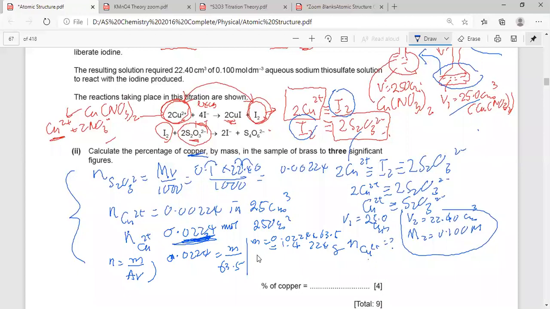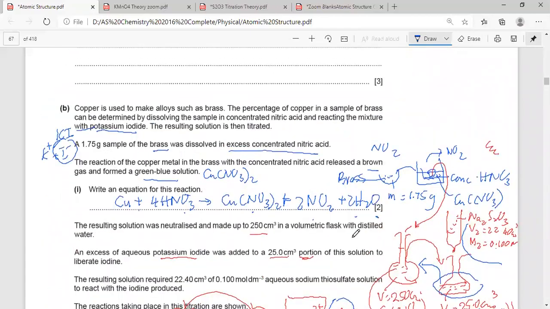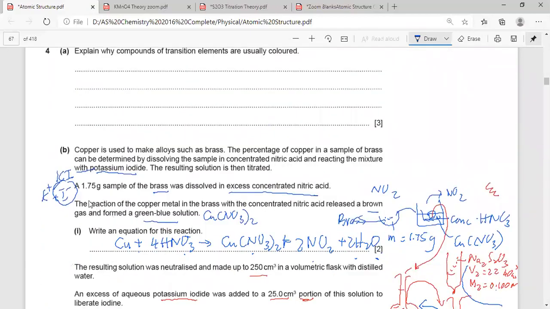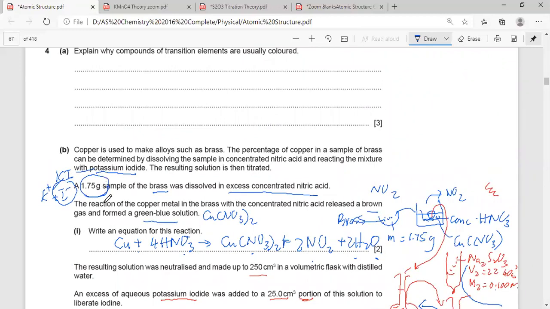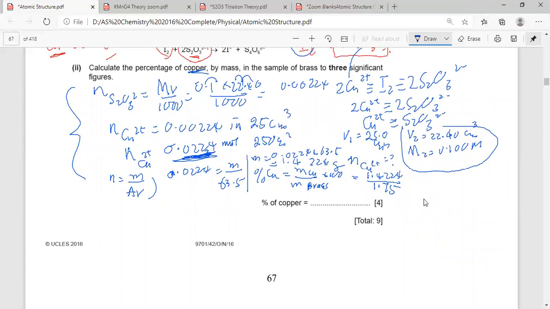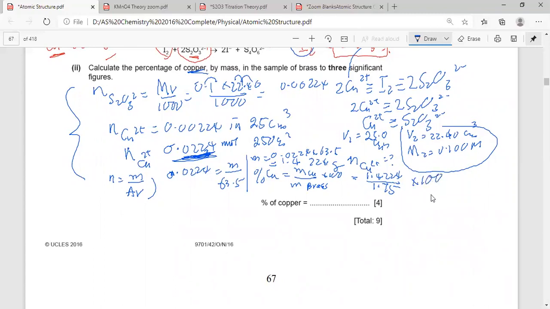So percentage of copper in brass is equal to mass of copper over mass of your brass times 100. That equals 1.4224 over what's the mass of your brass used? 1.75. Look up here if you're not sure. 1.75, times 100. A lot of maths, it equals 81.28%.